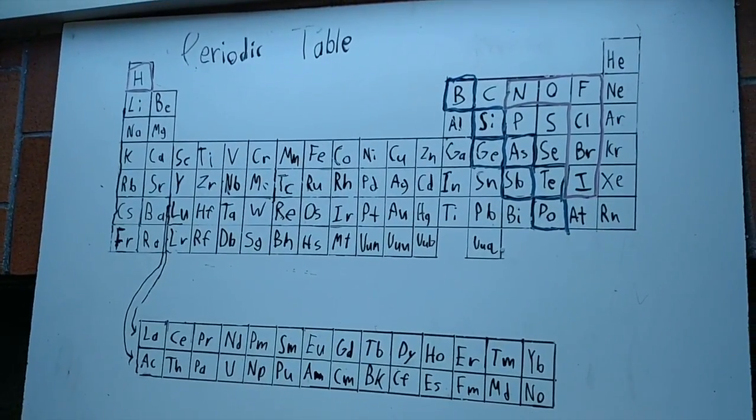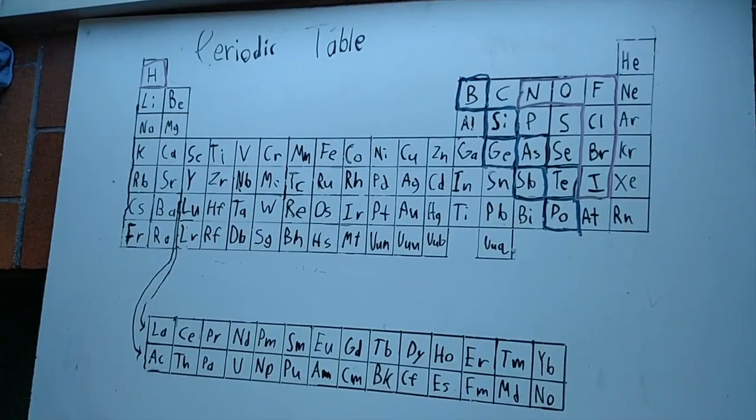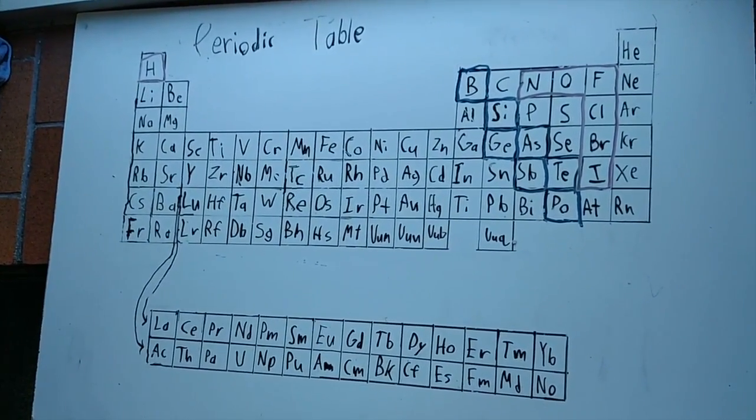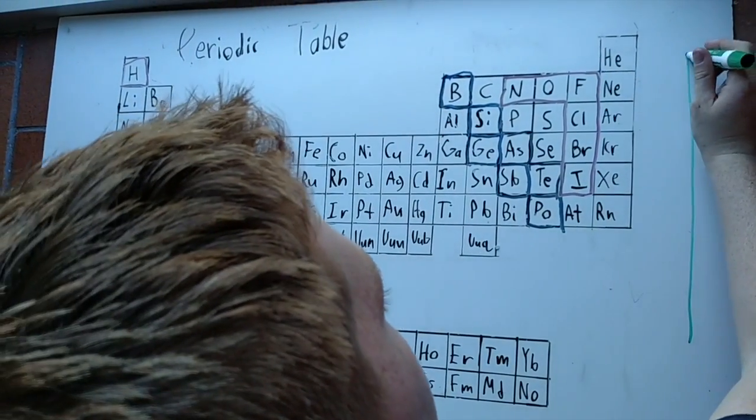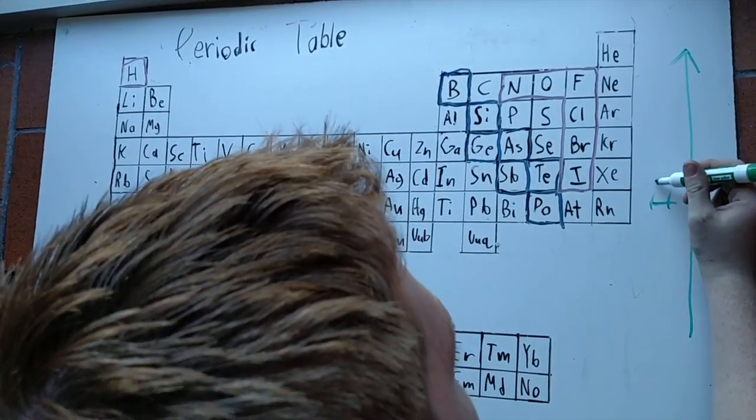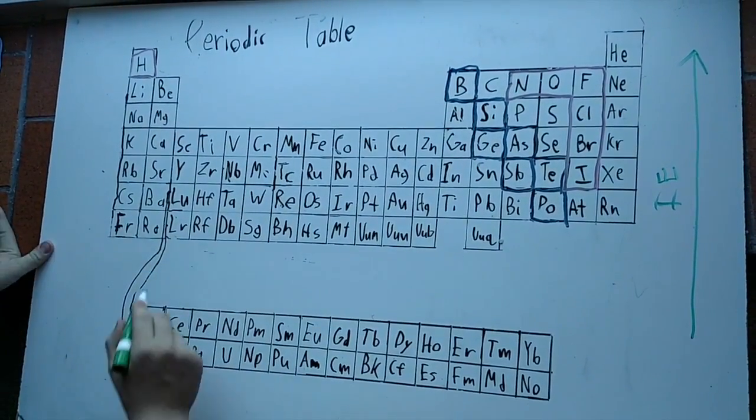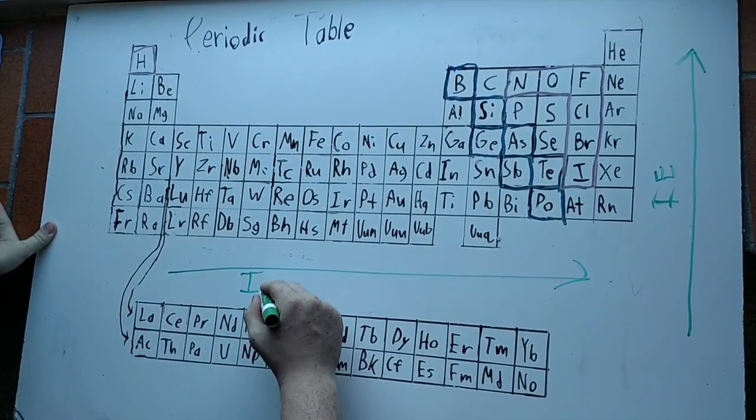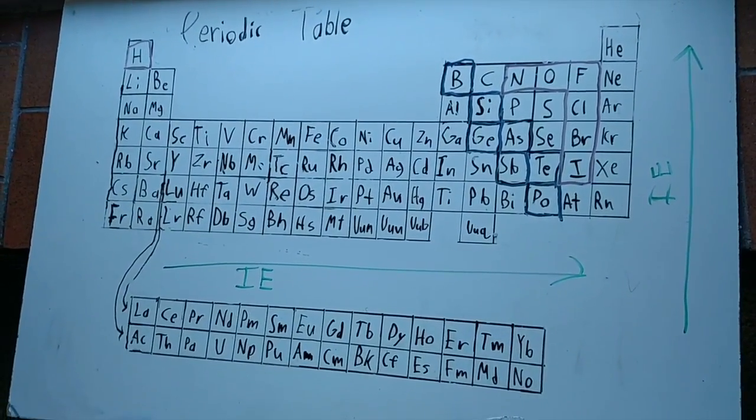The next trend we're going to talk about is ionization energy. Ionization energy is the energy required to remove an electron from an atom's valence shell. The ionization energy increases as you go up along the periodic table, and as you go right across the periodic table. This happens for the same reason as electronegativity, because a higher force requires more energy to strip an electron.